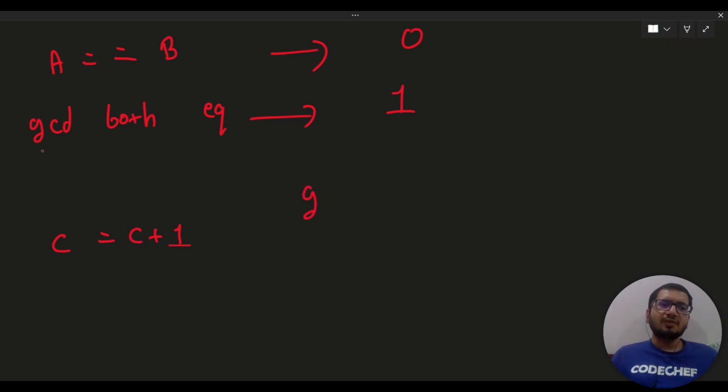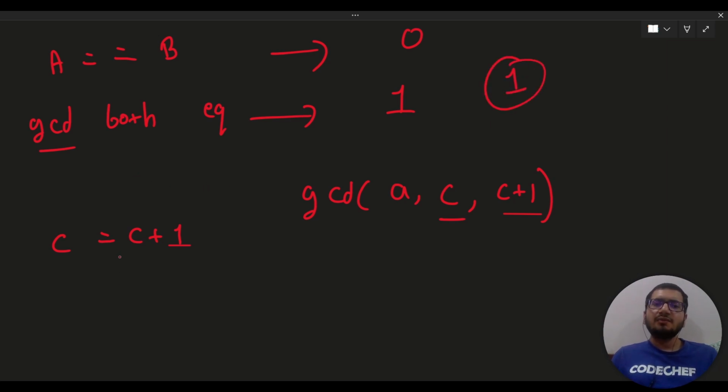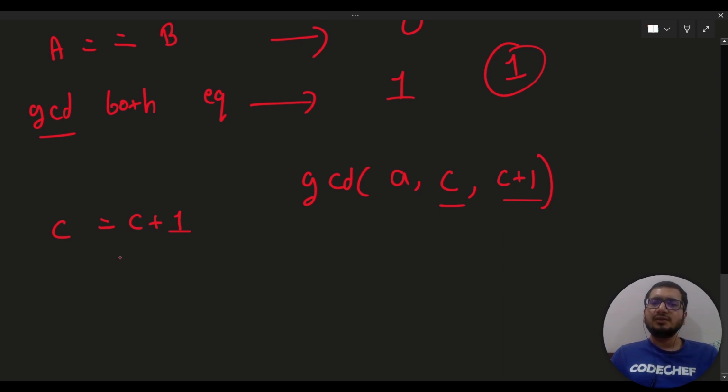So once we have performed the GCD, we have performed GCD between A and C. That is well and good. Then we increment the value of C to C plus 1. Now if you perform the operation again, it is GCD of A, C, right? We have already transformed it with C plus 1. Now if you see C and C plus 1, the greatest common divisor between these two is nothing but 1. So just by performing this operation, we are always sure that the GCD will converge to 1.